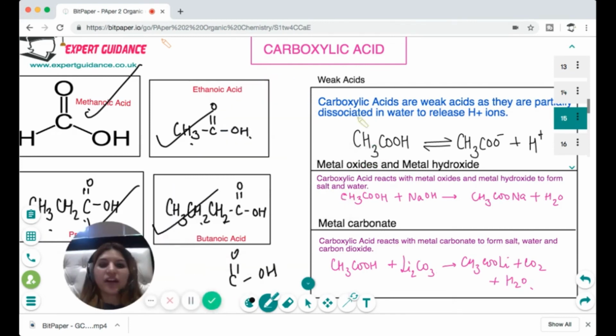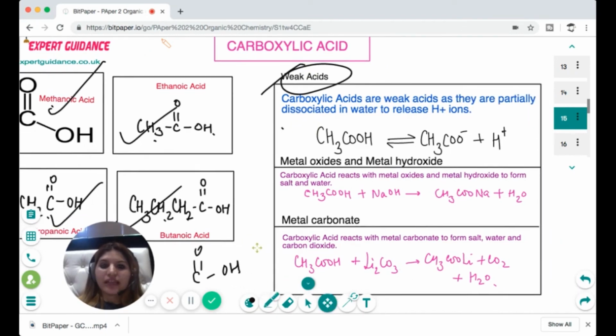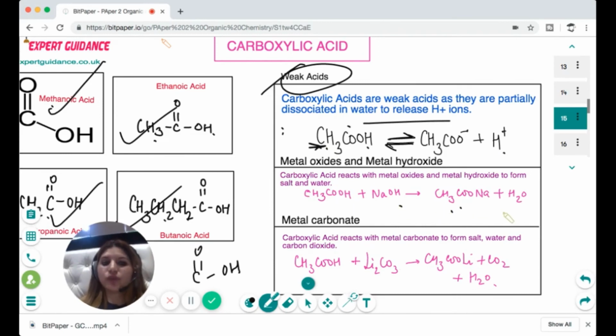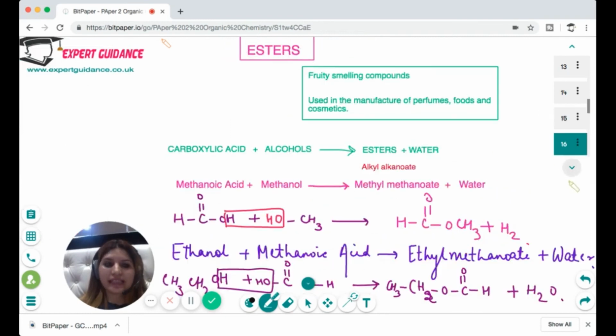CH3CH2CH2COOH. Now, carboxylic acids are considered weak acids, and they'll ask you in the exam why it is a weak acid. So you have to give this definition: weak acids are those which are partially dissociated in water to release H+ ions. And then you have to give this equation: CH3COOH breaks into CH3COO- plus H+. Now, since it's an acid, it reacts with metal oxides and hydroxides to form salt and water, and it reacts with carbonates to form salt, carbon dioxide and water. Okay, so I hope you remember these reactions and why carboxylic acid is a weak acid.